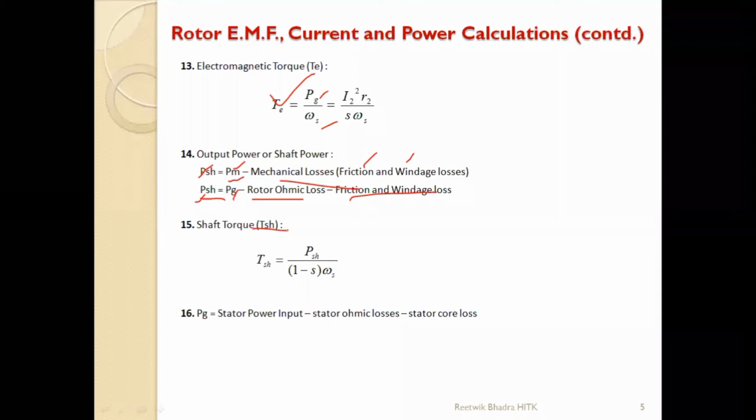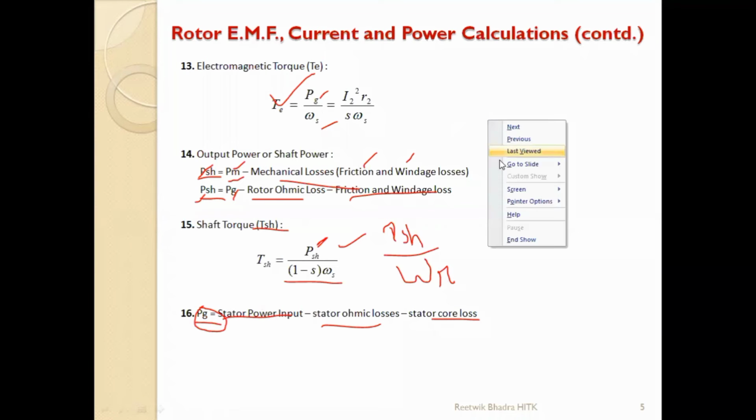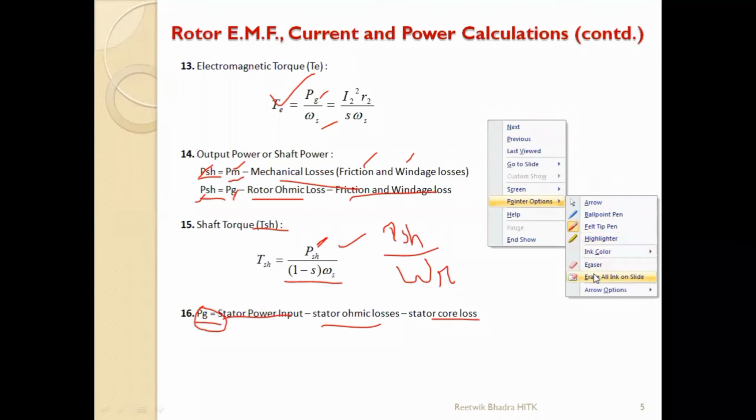Now shaft torque, at the output, what is my torque? Obviously we have to take the shaft power, PSH. So PSH by, now at the output, what is my speed? Omega r. So PSH by omega r. What is the relation of omega r with omega s? Omega r is (1 minus s) into omega s. So this is my formula. All formulas are written over here. Another way to calculate this, if stator input is given: stator input minus your stator losses gives you your PG also. This is another formula. We will come to this later. I'll just keep a reference for this also.